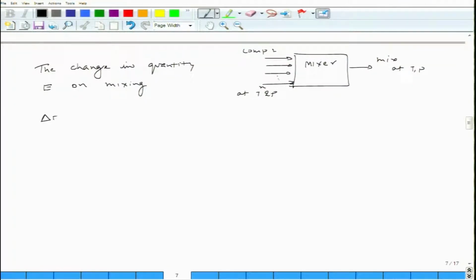So, let me first define this, which is basically the delta E mix, which is nothing but the change upon mixing. So, this would be E, which is a property of the mixture at T, P and with all composition, minus the summation of N_i, number of moles, times the individual component molar property at temperature T, P. So, this is basically by definition. I can divide by the total number of moles and also write it as small e mix.